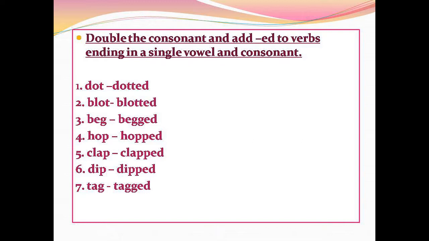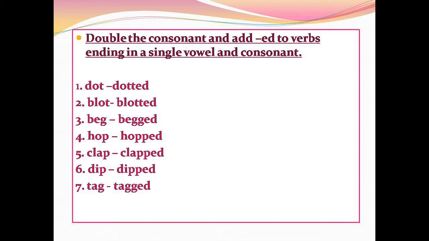Rule 3. Double the consonant and add ed to verbs ending in a single vowel and consonant. Now, if in present form a verb is ending with a single vowel, you know vowels are A, E, I, O, U, so one vowel out of these five, and a consonant after it, we double that consonant and then we add ed to change it into the past form of the verb.